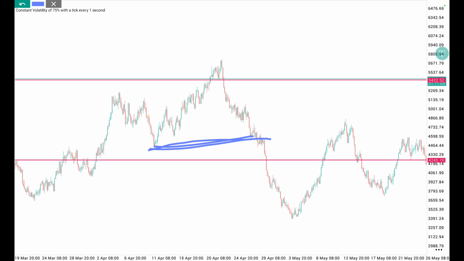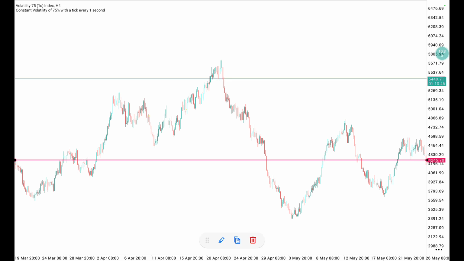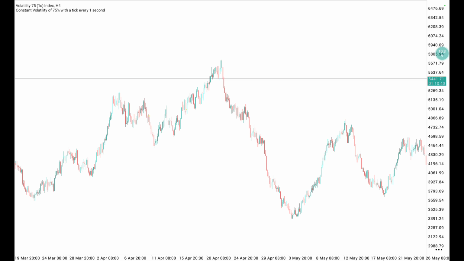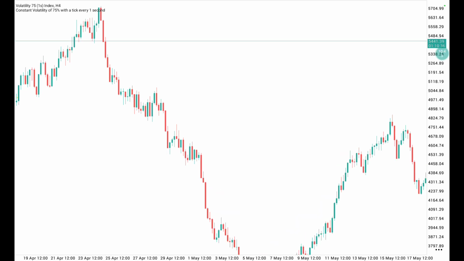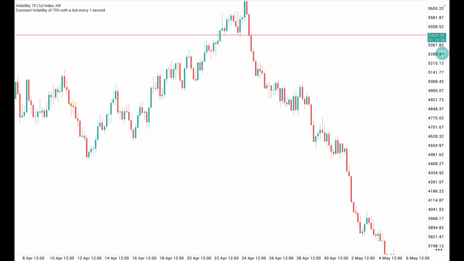So I will not trouble you now, but some of you may have seen this thing. This is called change of character. The first indication of a reversal, change of character. So in our next class, it's part of what we're going to be discussing. So I'll just go back to this break of structure thing and show you some scenarios that don't really depict a break of market structure.